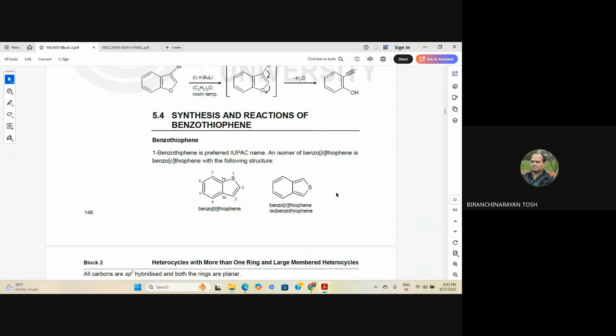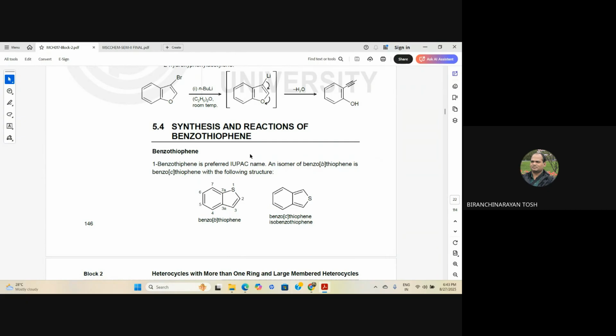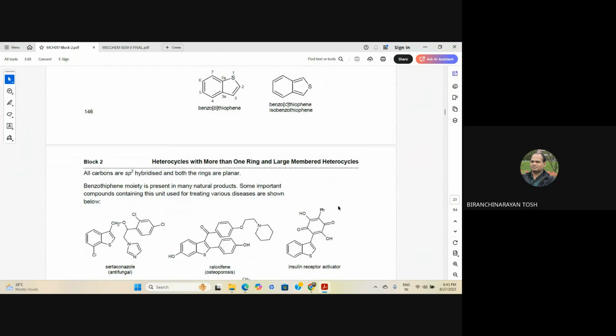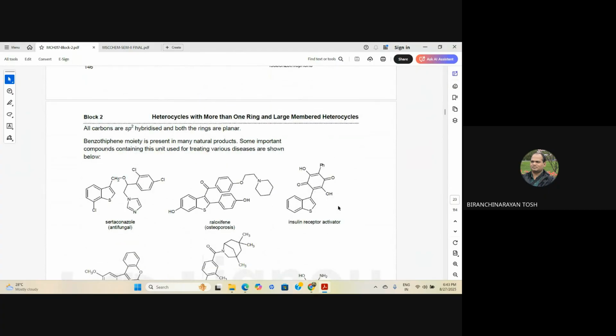Then the last one, the doubly fused ring system, that is benzothiophene. Here the oxygen atom of benzofuran is substituted by sulfur, giving benzothiophene. There are two types of benzothiophene: benzo[b]thiophene and benzo[c]thiophene, or isobenzothiophene. These are some compounds containing the benzothiophene moiety or nucleus, which have medicinal value.